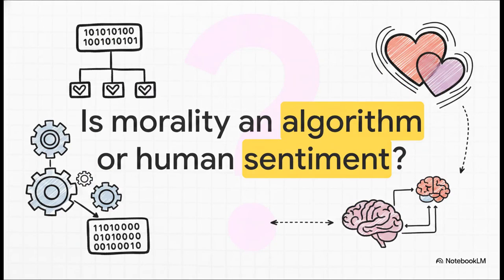So we've broken down Kant's rigid rules, we've applied his two-step test, and we've watched his theories clash against the outcome-obsessed utilitarians and the emotion-driven philosophy of David Hume. Based on everything we've unpacked today, I want to leave you with a final provocative thought, something to consider regarding the true foundation of your own moral choices. Is morality really an unbreakable, universal algorithm that you are duty-bound to follow? Or is it, at the end of the day, just a matter of human sentiment?